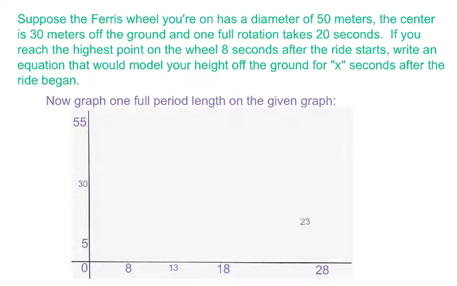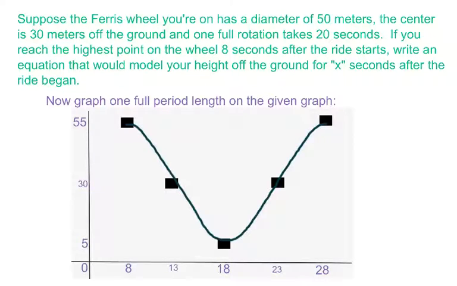So here's the graph, just like what I drew a second ago. Maximum at 8, 13 is on the axis, 18 is a minimum, 23 is on the axis, and 28 is returning to that maximum point. When you connect the dots, you have the cosine curve.